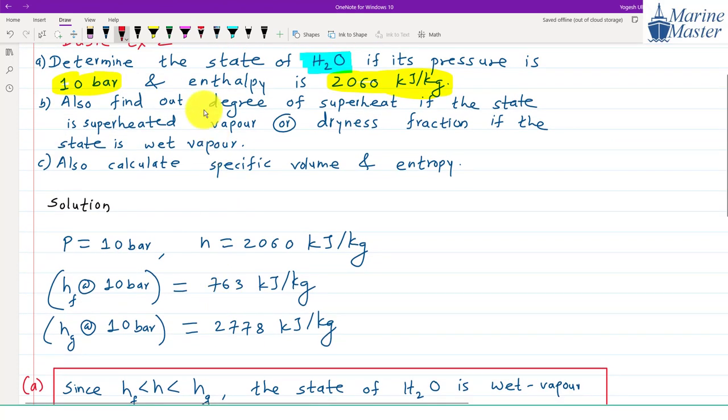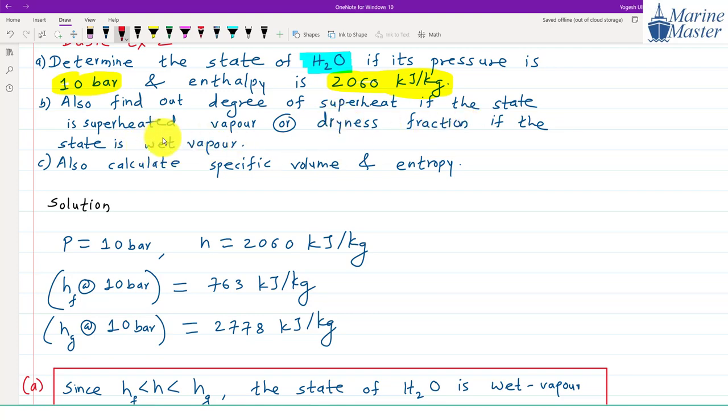Now in B part, what are they asking us? What we have to find out? Degree of superheat if the state is superheated vapor. But here we don't have superheated vapor. What we have? Dryness. So what is the next here? Dryness fraction if the state is wet vapor.